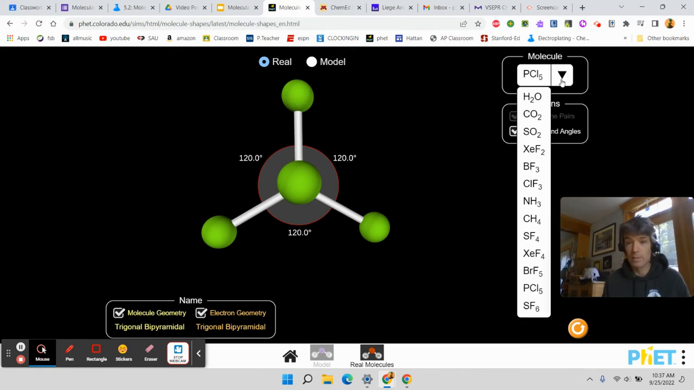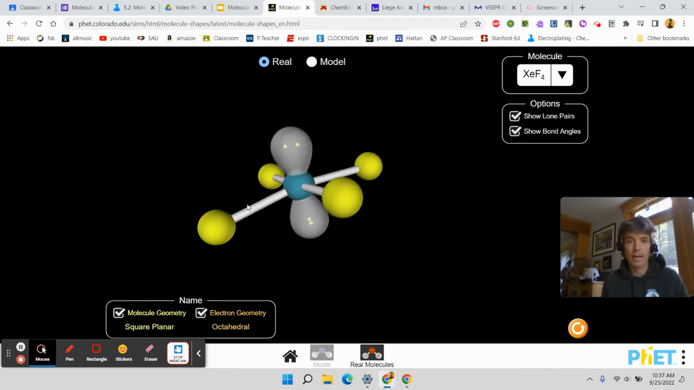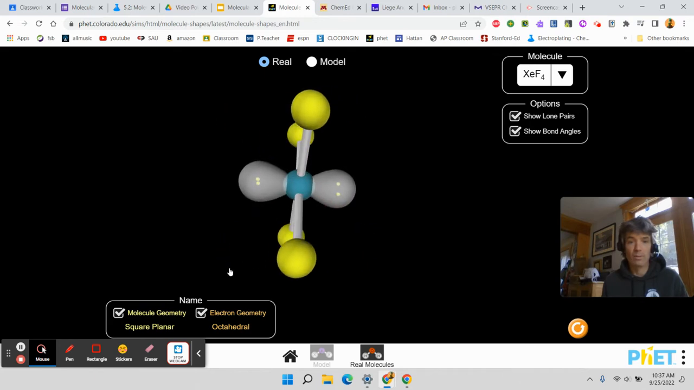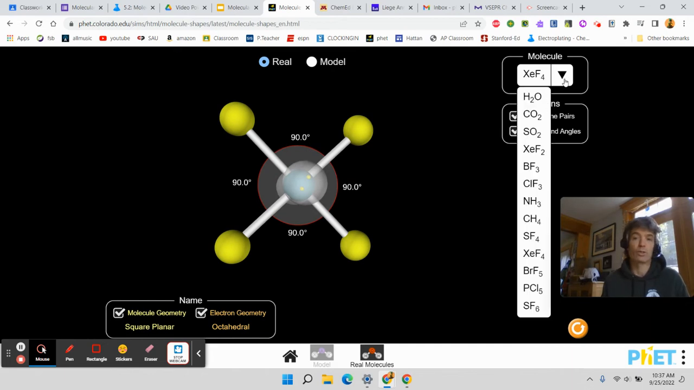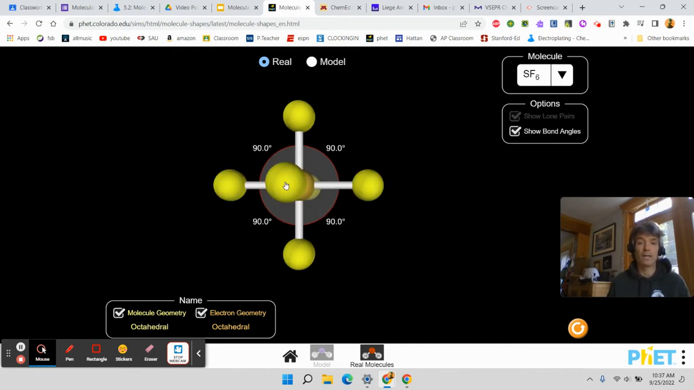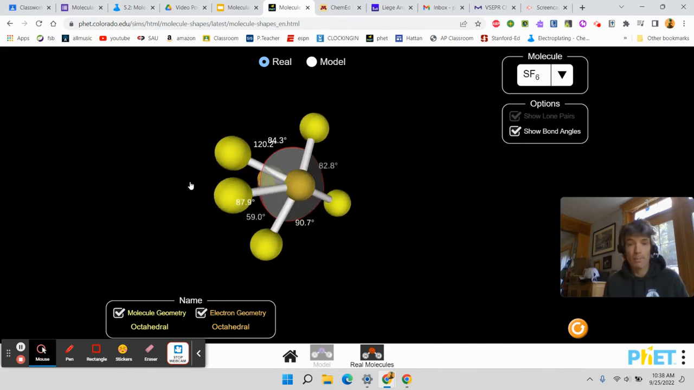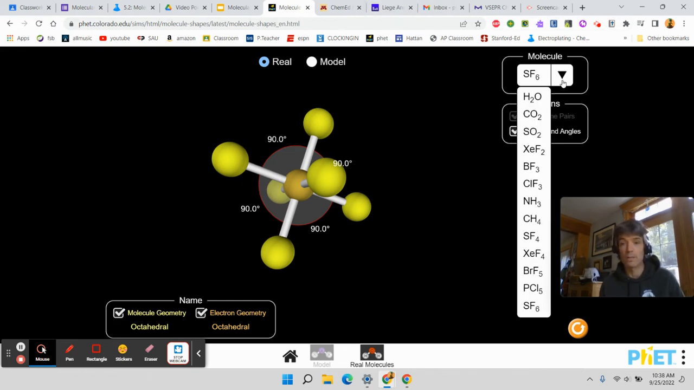The next one is square planar. Square planar is this one, and here we have a highly symmetric shape. It looks like an X, and you can cancel it out when you look at it like that. That's a highly symmetric shape. And the last molecular shape that's highly symmetric is octahedral. So there are my nonpolar shapes. Now we're going to switch to polar shapes.